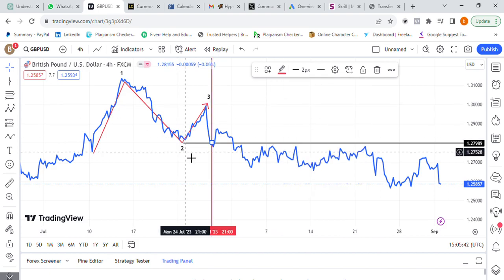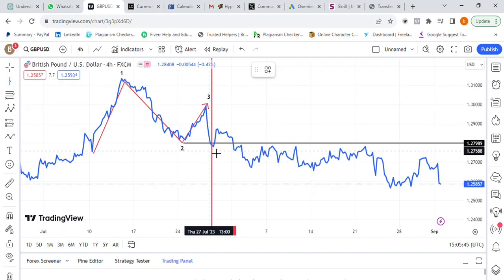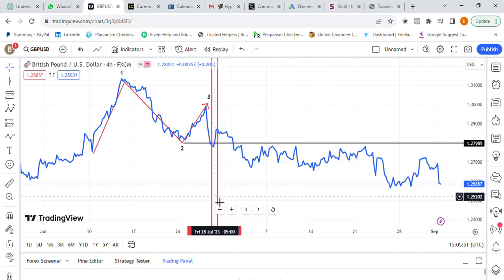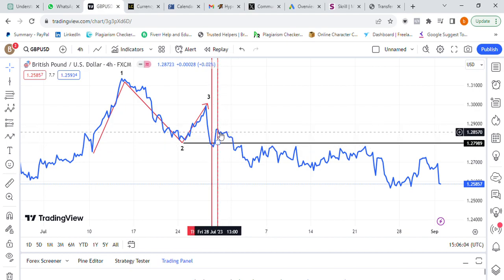That's the breaking out. Then this is the entry part. So this occurred between Thursday 27th July and 28th, within one day. You can see the market has broken out and entered back inside. So at this point, the market starts coming down.